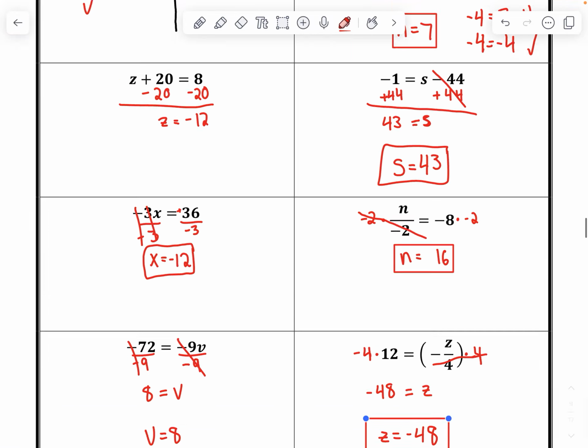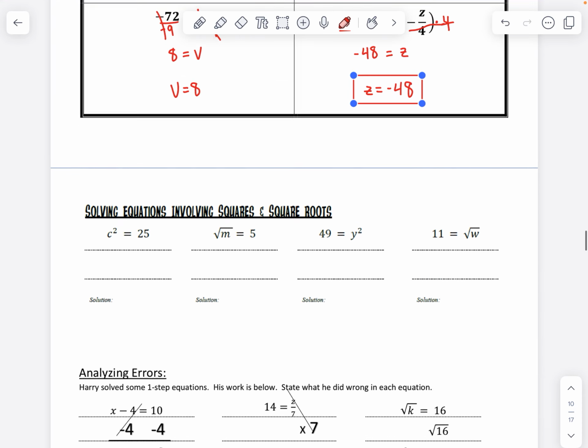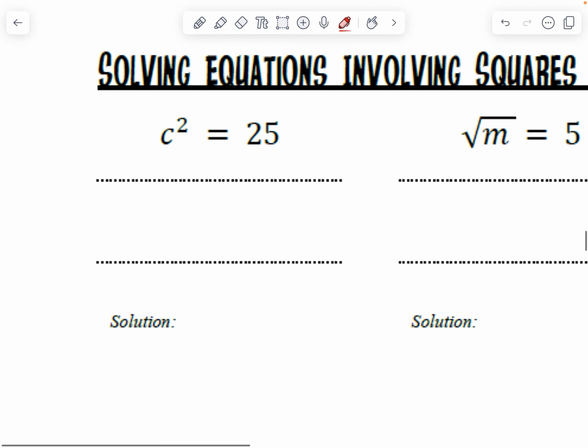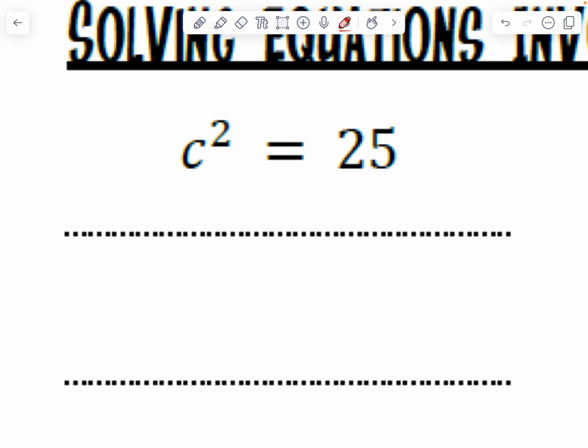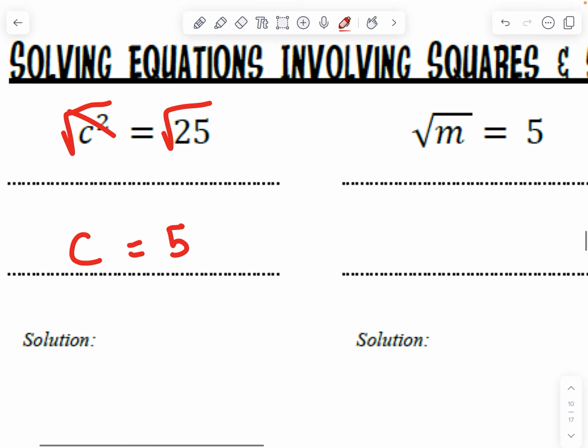Alrighty, so these are more standard one-step equations: adding, subtracting, multiplying, and dividing. We also want to look at a couple more difficult ones that involve squares and square roots. So looking at this first one, c squared equals 25. We still want to do inverse operations to get the variable by itself. And so to get rid of the squared, we will have to do the opposite, which is square rooting both sides. A square and a square root will cancel each other out, leaving just c equals, and the square root of 25 is 5. Remember, when you're square rooting something, you're looking for the number that times itself gives you 25. And so that would be 5 times 5, so the answer is c equals 5.